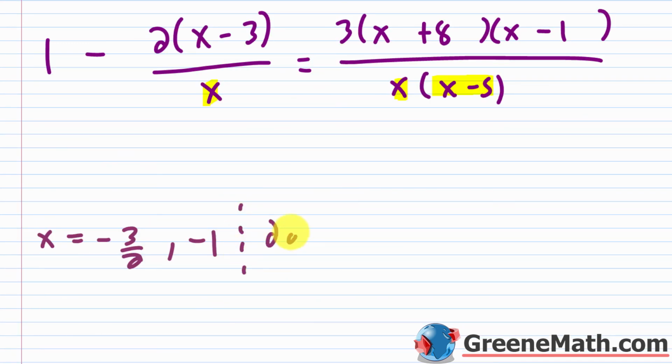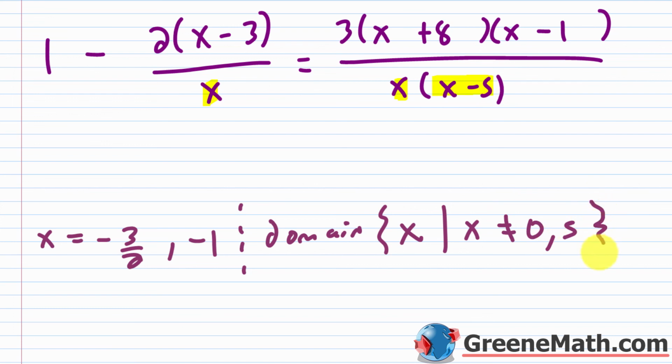So again, what is my domain before we continue? The set of all x such that we know x can't be 0. And the other guy, x minus 5, if you set that equal to 0, we get x is equal to 5, so x also can't be 5. So this is my domain, right? The set of all x such that x is not 0 or 5. Here you got negative 3 halves, which is negative 1.5, and negative 1. So we're good to go. We didn't violate the domain. So let's just plug in and check.